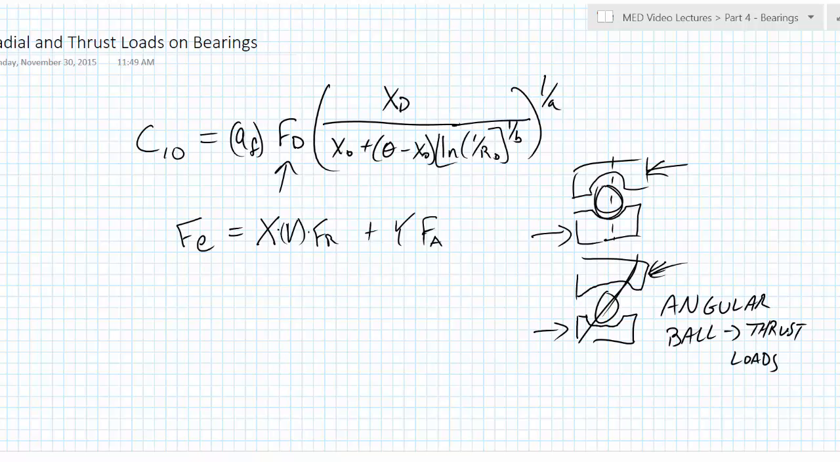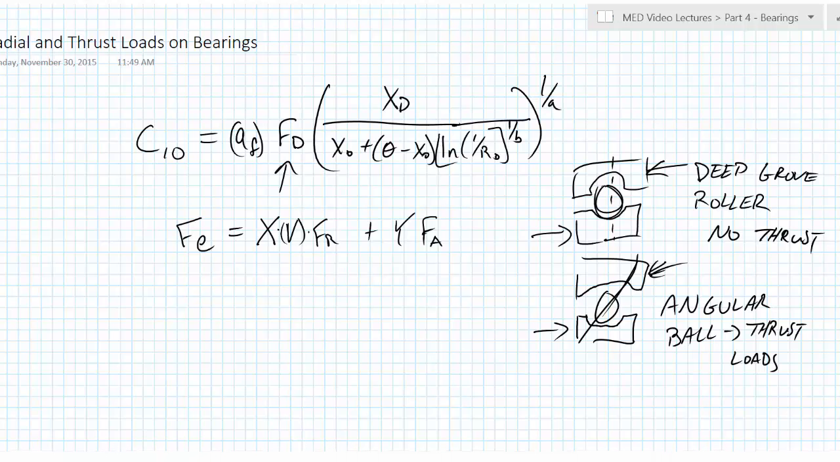In general, if you have any thrust loads, start with angular contact ball bearings, and then if your thrust loads are very, very high, you're going to want to use tapered roller bearings. So in general, deep groove ball bearings and simple roller bearings will not be able to handle thrust loads. We will need angular contact ball bearings in order to handle those.